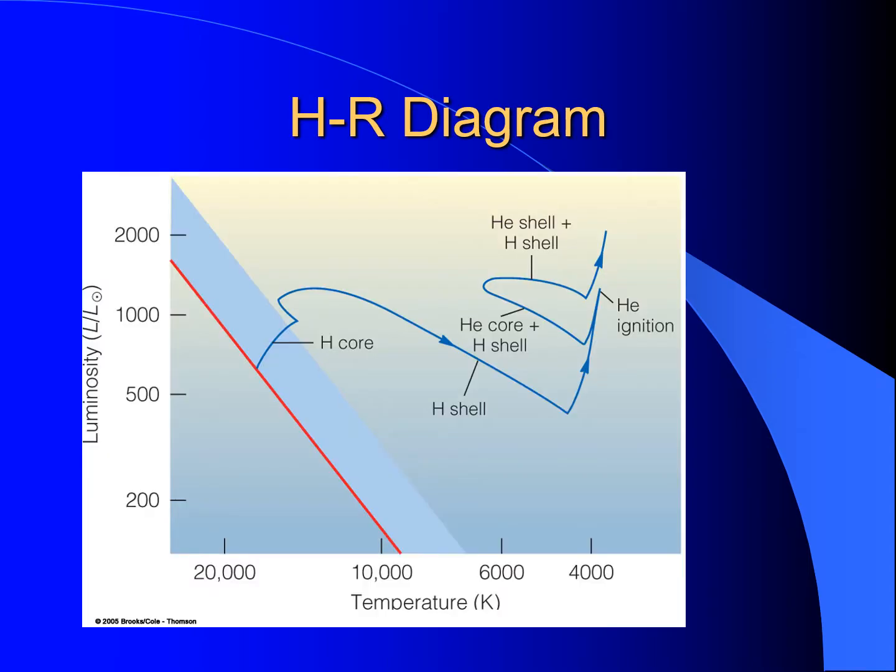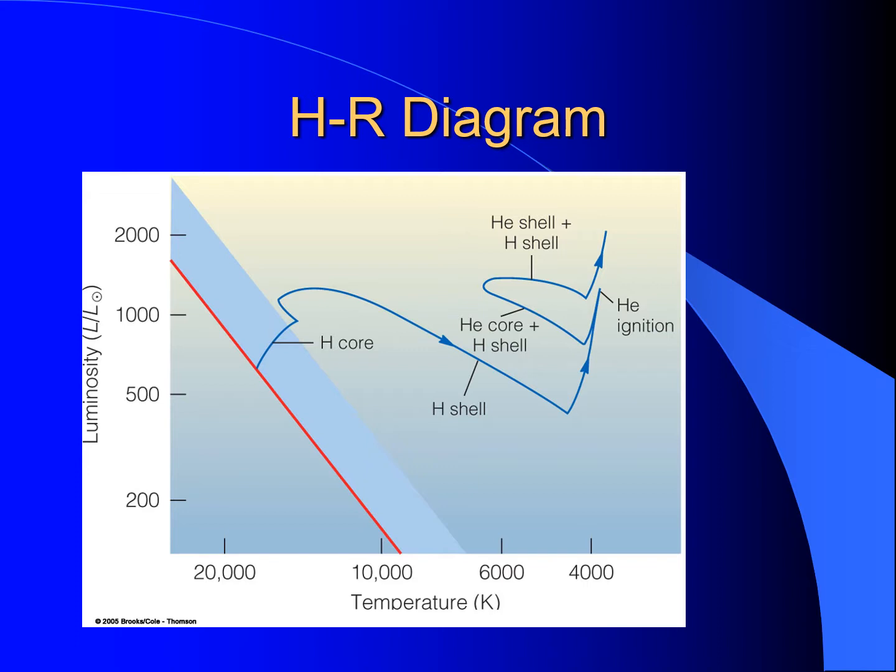Okay, so let's take a look at the HR diagram for this. Here you can see the star moving off of the main sequence as it burns hydrogen around a helium core. Here you can see the helium ignition, which is your helium flash. And then you can see that it moves to the horizontal branch. And then from the horizontal branch, it's now burning hydrogen in a shell and helium in a shell around a carbon core.